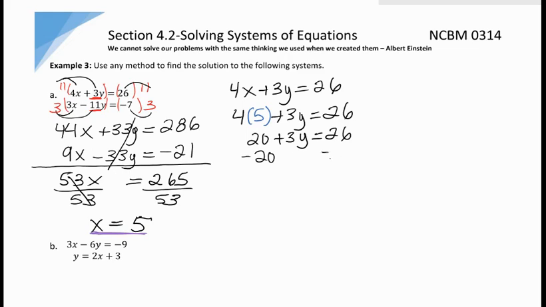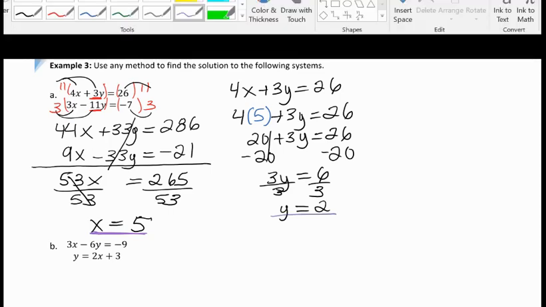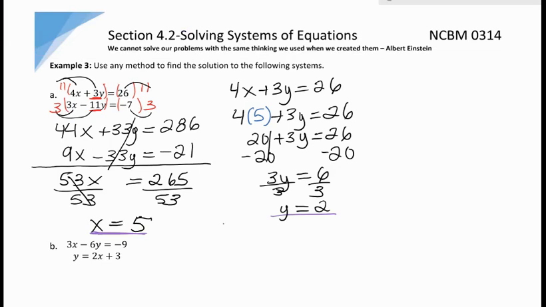Subtract 20 on both sides. That's going to be 3y equals 6. Divide both sides by 3. So y equals 2. So we found the value of y. So my solution is going to be 5, 2.